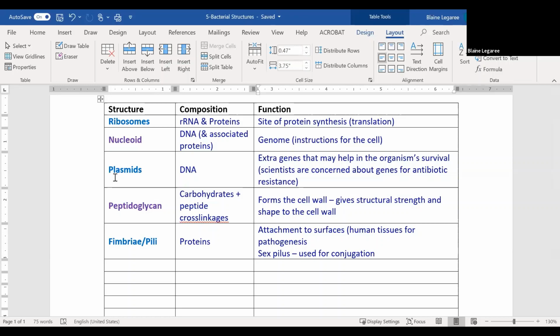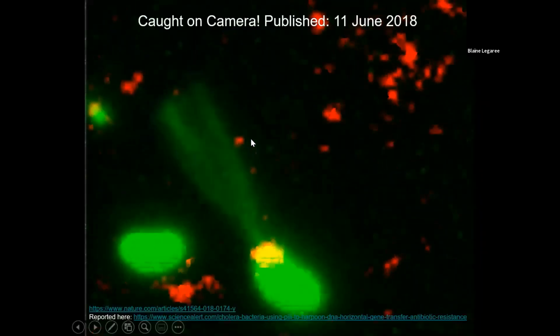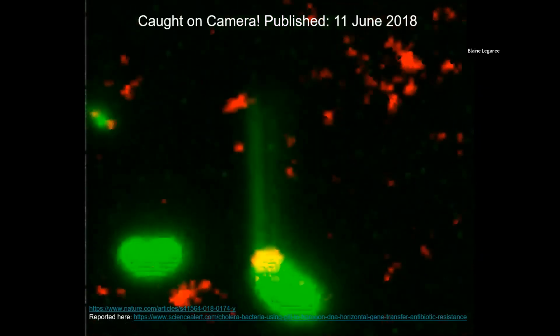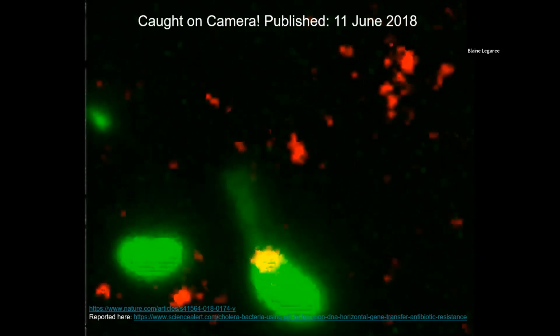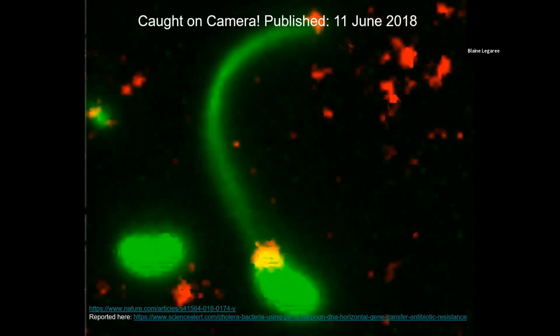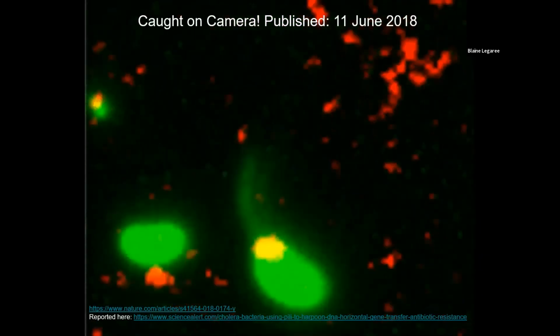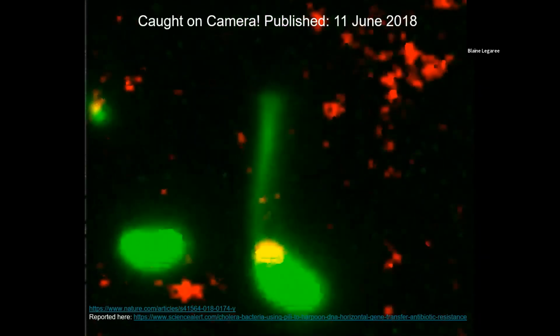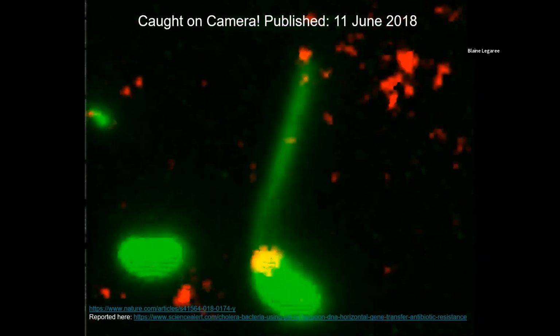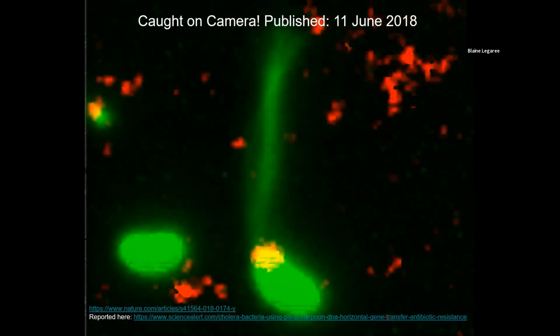Okay, so back to the PowerPoint. This is really, really recent, where somebody used some really amazing fluorescence to show this sex pilus actually extend and contract. I don't know a lot about this study, but I was able to find the video online. I thought it was pretty cool looking.